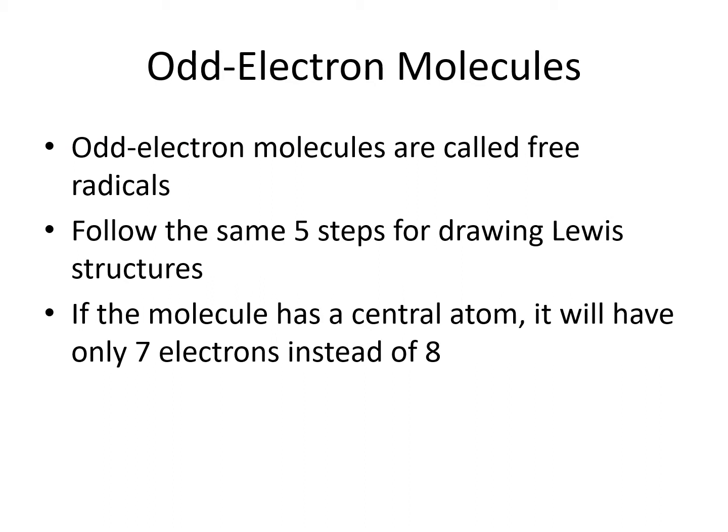Let's start with our first exception, odd electron molecules. You might hear the term free radicals being thrown around in the media. They're the same thing as odd electron molecules. They will end up with an unpaired electron, which is very reactive. As you are drawing Lewis structures for odd electron molecules, follow your same 5 steps, and you should end up with the correct structure.